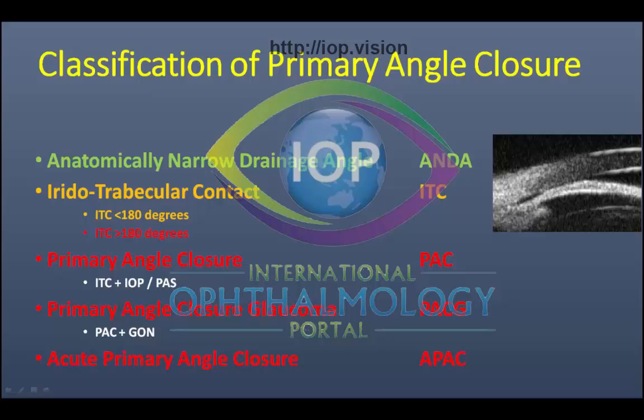And then as a separate term, we use the term acute primary angle closure for what used to be called acute glaucoma in the old days, where the angle is acutely obstructed with very high intraocular pressure and a very dramatic clinical presentation.